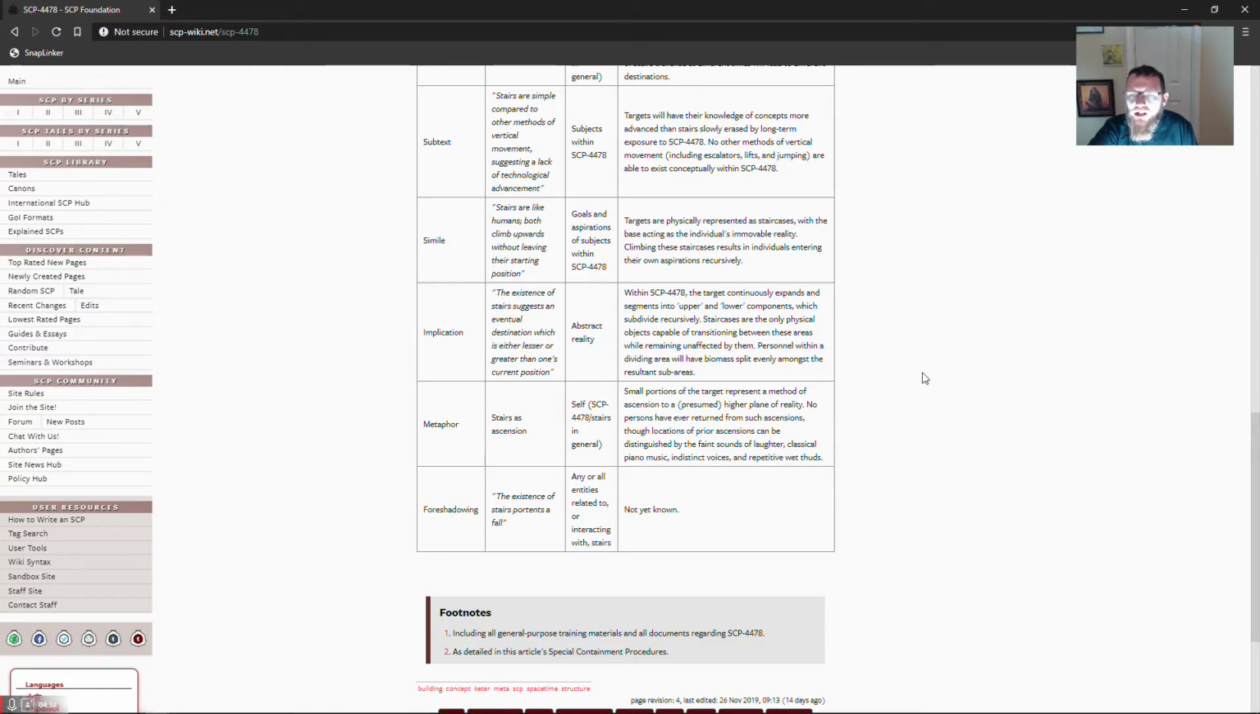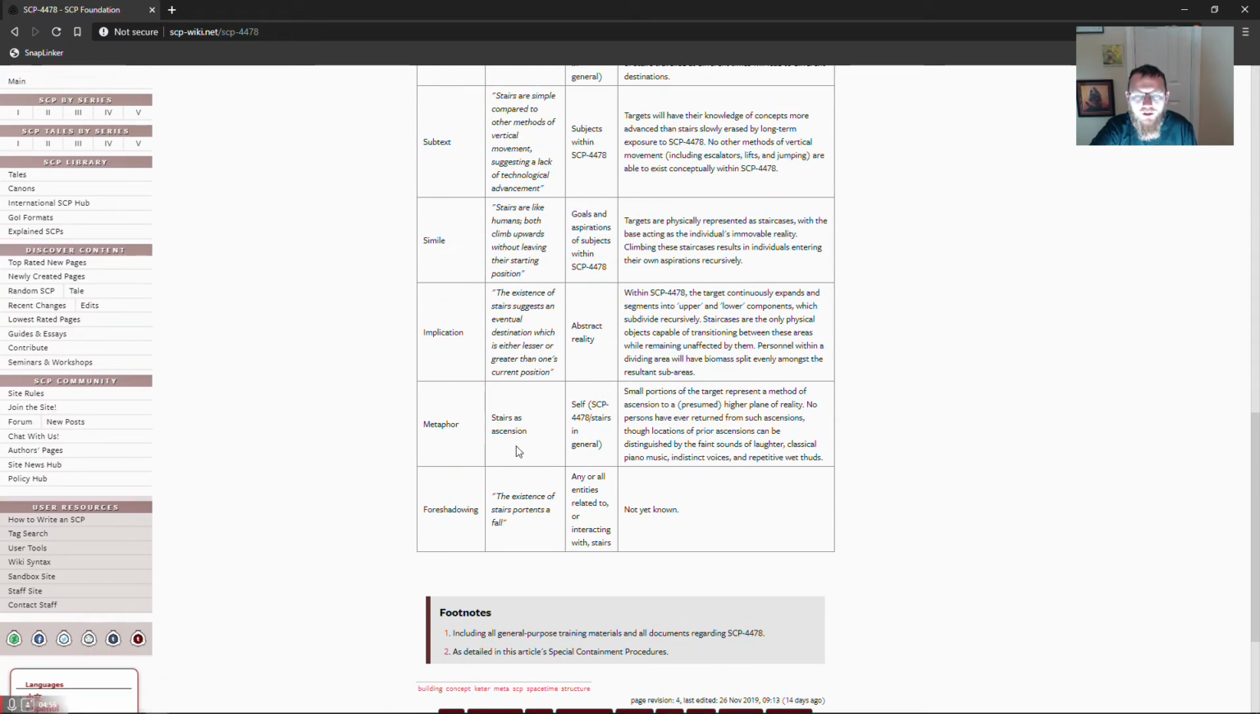Within 4478, the target continuously expands and segments into upper and lower components, which subdivide recursively. Staircases are the only physical objects capable of transitioning between these areas while remaining unaffected by them. Personnel within a dividing area will have biomass split evenly among the resultant sub-areas.